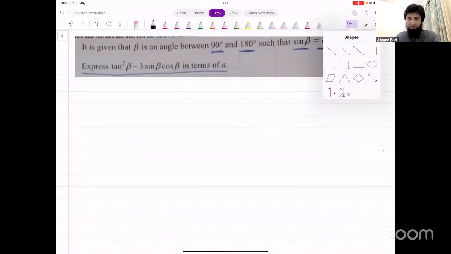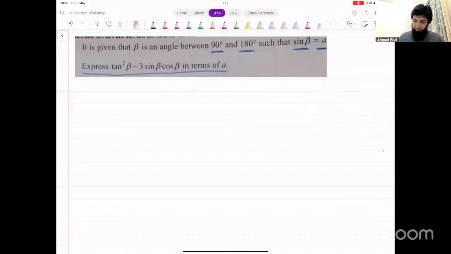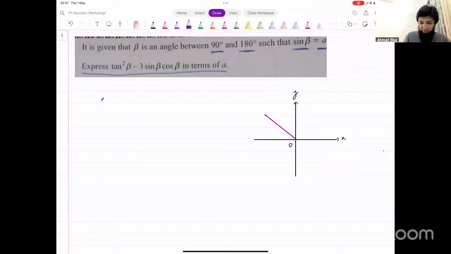Now, what does that mean? In which quadrant is it going to be? This is going to be in the second quadrant. This is Y, this is X. Let's represent it somewhere here. Let's say this is the origin. Let's make a triangle in the second quadrant here. They're saying sine of beta is equal to A.